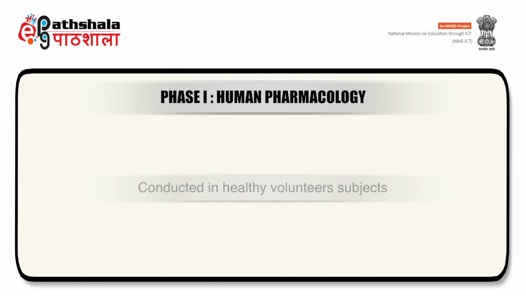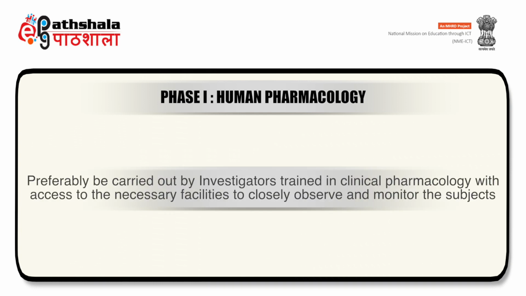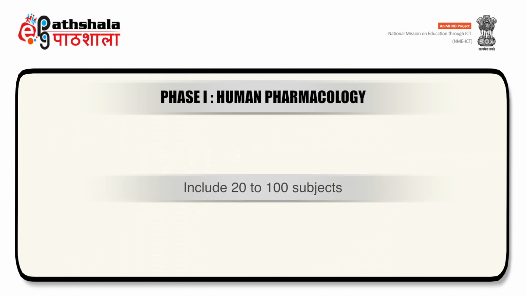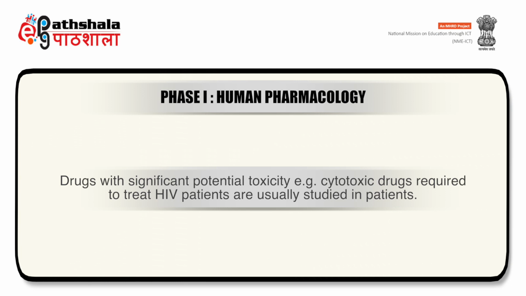Coming to the first one, phase 1 clinical trials, which are said to be the human pharmacology trials. They are conducted in healthy volunteers, preferably be carried out by the investigators trained in clinical pharmacology with access to the necessary facilities to closely observe and monitor the subjects. It includes 20 to 100 subjects. Drugs with significant potential toxicity, for example, cytotoxic drugs, and the drugs which are required to treat the HIV patients are usually studied in patients themselves.